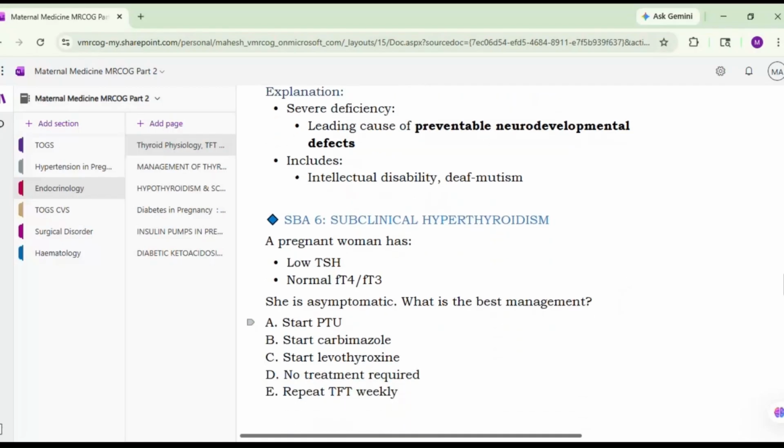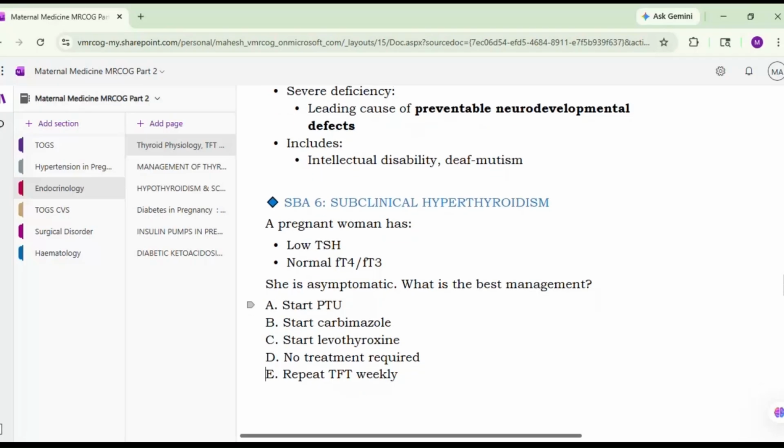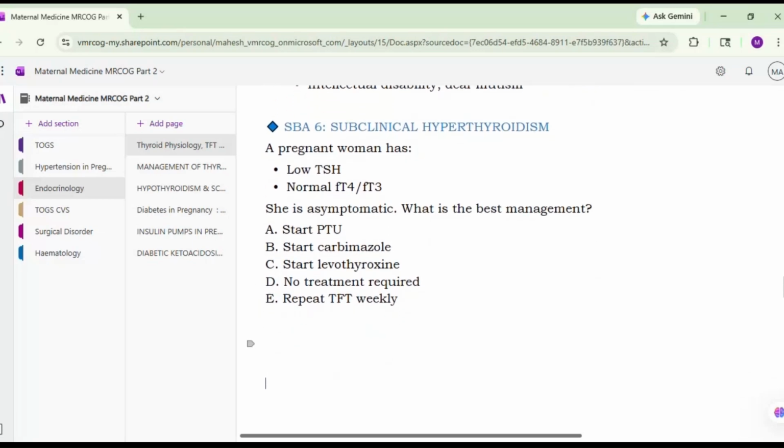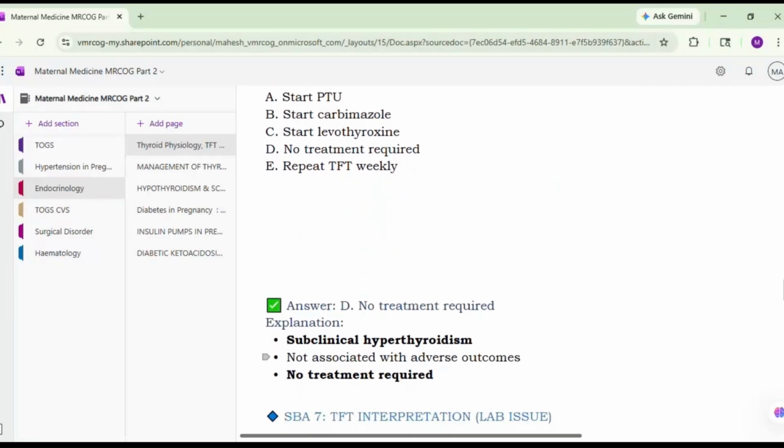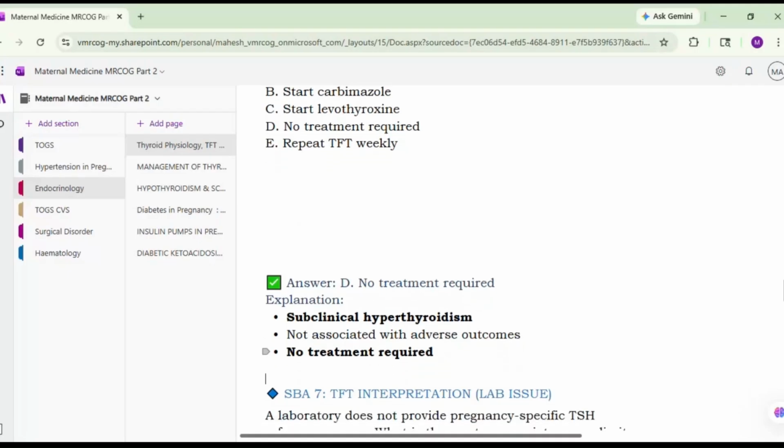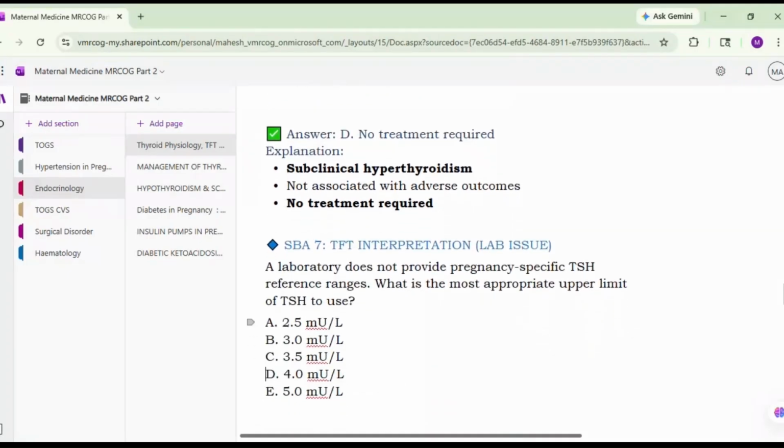Next. A pregnant woman has low TSH, normal free T3 and T4. She is asymptomatic. What is the best management? Start PTU, start carbimazole, start levothyroxine, no treatment is required, or repeat TFT weekly. It is D, no treatment is required. Do we have to repeat? No need. It is subclinical hyperthyroidism, not associated with adverse outcome. No treatment is required. Next.